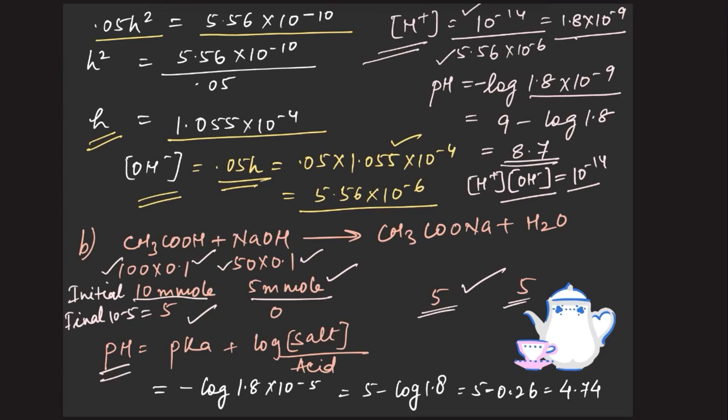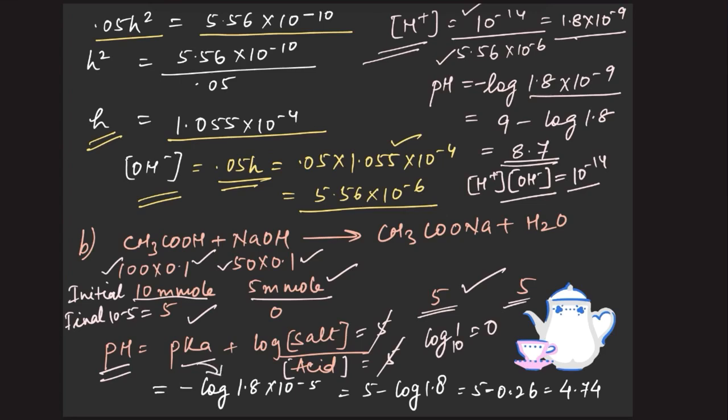pH is equal to, now this is a buffer solution which is obtained. A buffer solution which contains the weak acid and the salt of the weak acid with a strong base. So pH of the solution will be equal to pKa plus log salt by acid. Now what is the concentration of salt? 5 millimoles. What is the concentration of acid? 5 millimoles. Log 5 divided by 5. So 5 ones are 5, 5 ones are 5. This becomes log 1 to the base 10. And what is log 1 to the base 10? Log 1 to the base 10 is equal to 0. So pH will be equal to pKa.